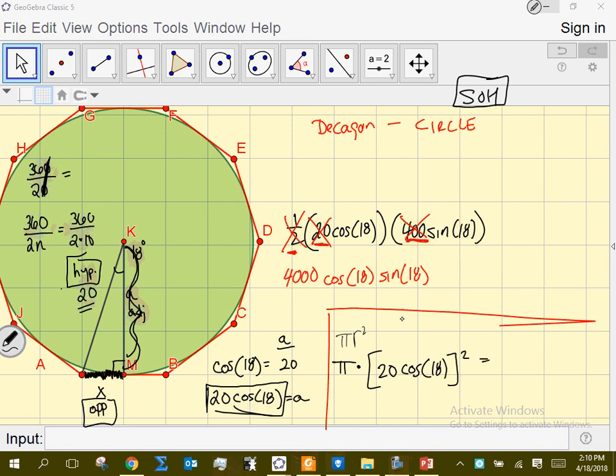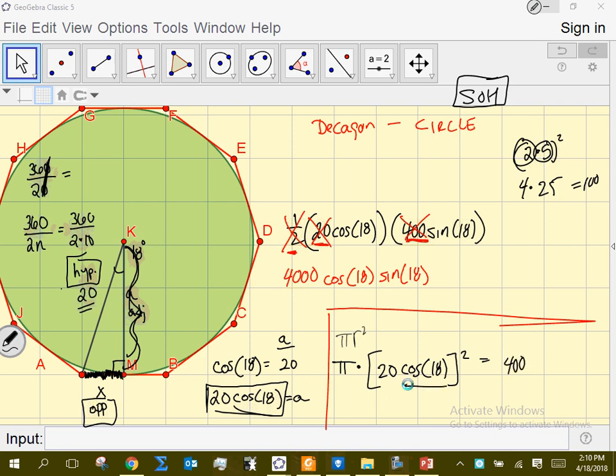Now, this is a number times a number squared, and it'd be something like this. It'd be 2 maybe times 5 squared. What's 2 squared? 4. What's 5 squared? 25. What's 4 times 25? 100. So in that situation, you can square that term, and then multiply them together, right? So same thing here. What's 20 squared? 400.